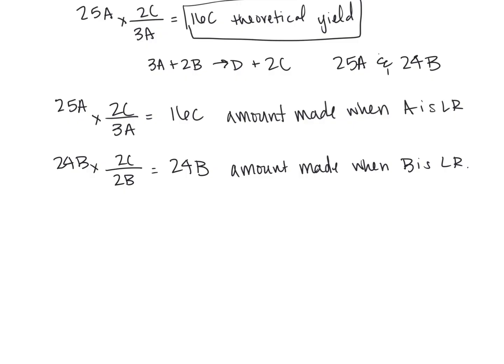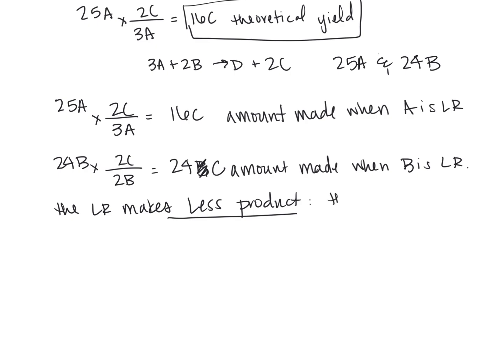So from here, we can identify the limiting reactant. And the way we figure this out is the limiting reactant makes less product. And so this means that, oh wait, this should say C. Sorry about that. So because A makes less product, that makes it the limiting reactant because it controls how much product can be made. Therefore, in this calculation A is the limiting reactant. This is consistent with what we saw previously. So now we've been able to identify the limiting reactant.